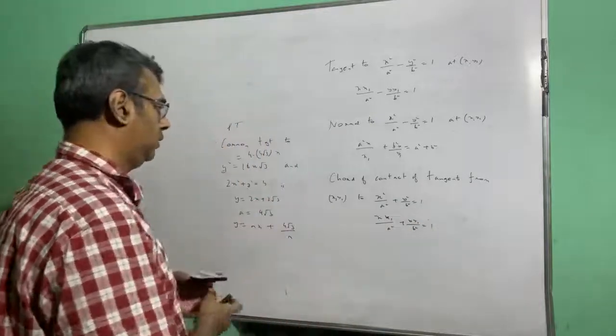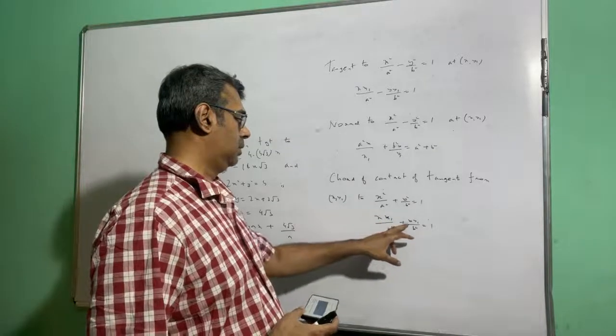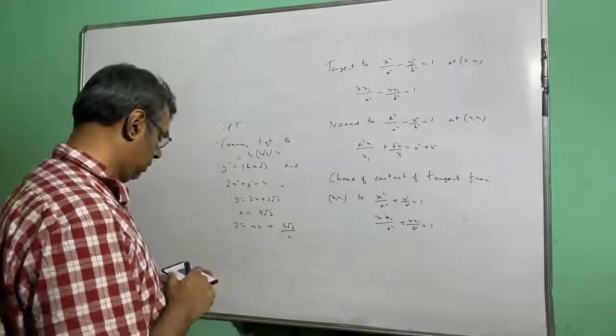So chord of contact of tangents from x1, y1 to this ellipse is x x1 by a square plus y y1 by b square equal to 1.